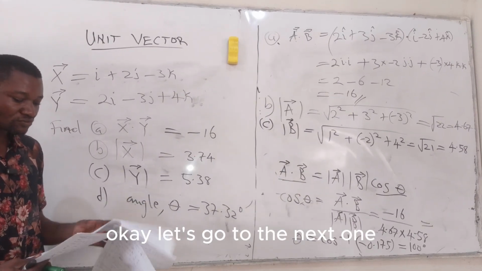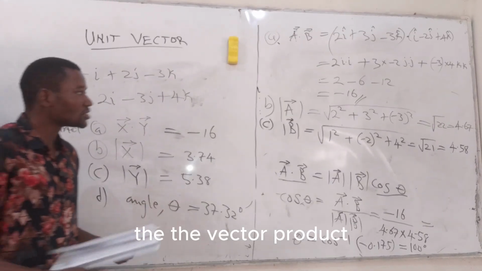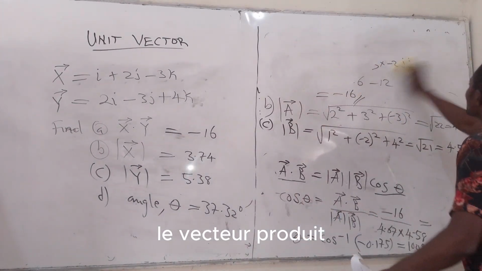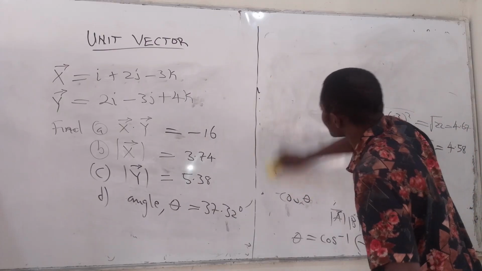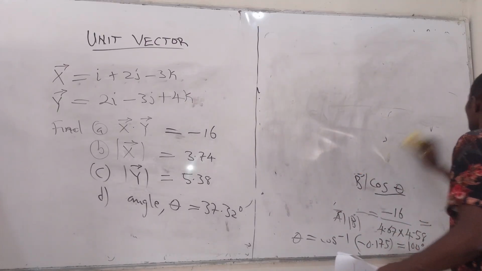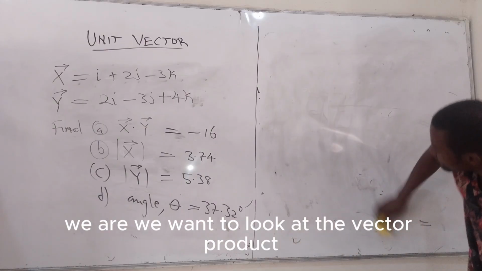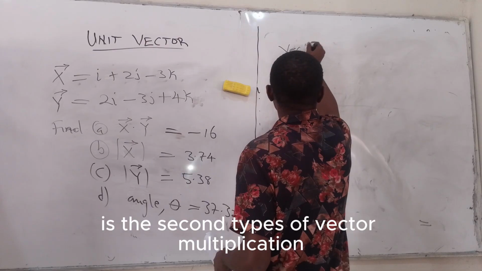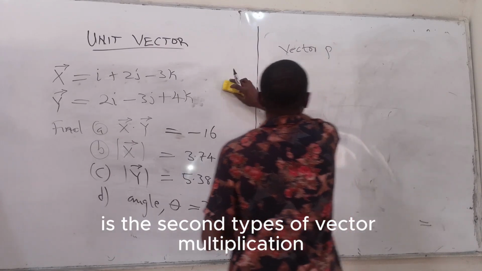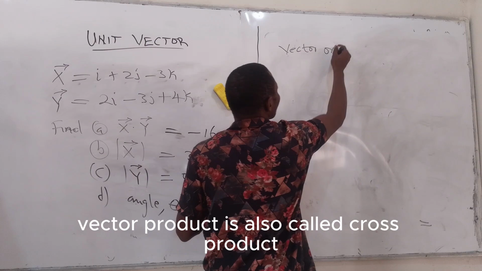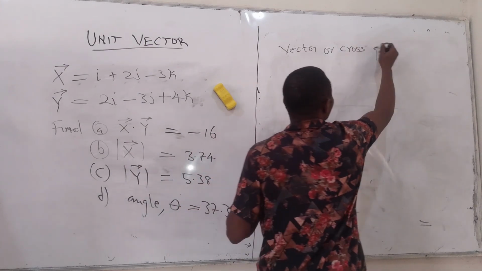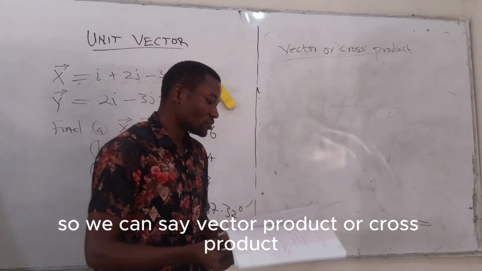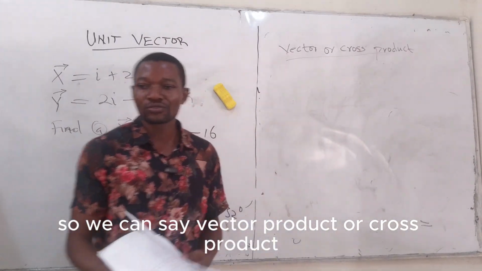Okay, let's go to the next one, the vector product. We want to look at the vector product. It's the second type of vector multiplication. The vector product is also called the cross product. It's also called what? Cross product. So we can say vector product or cross product.